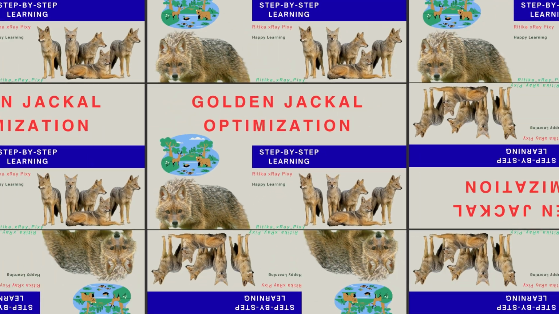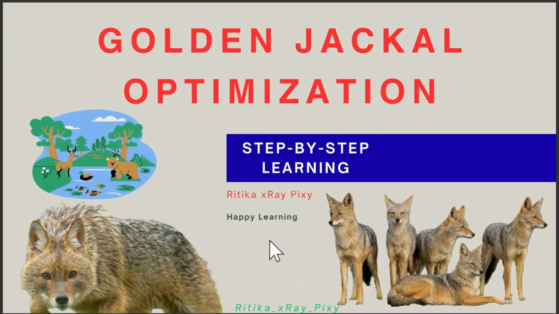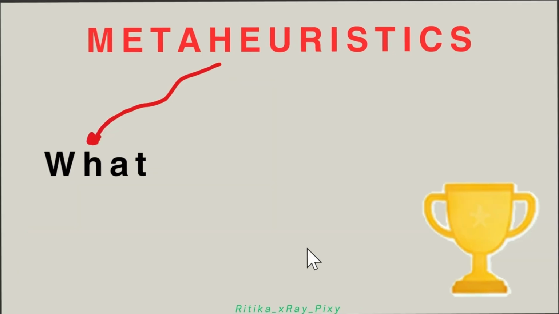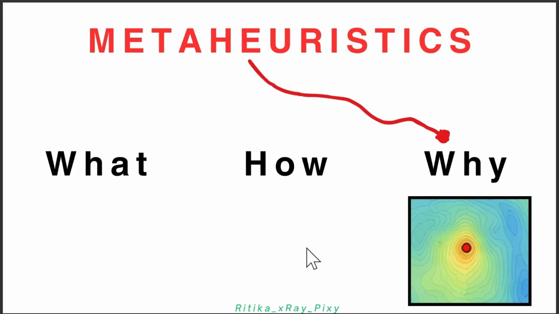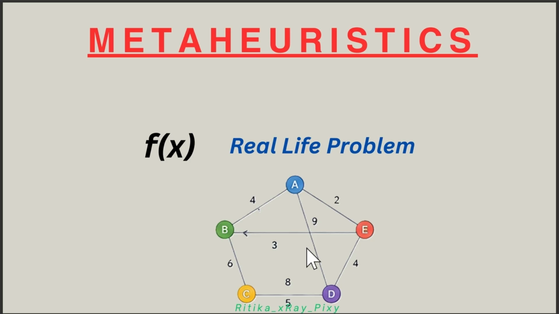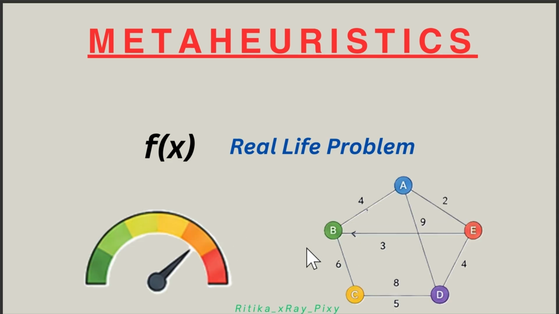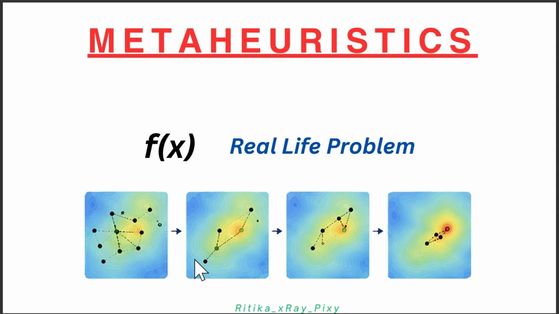Hello everyone, happy learning. In this video, we will try to understand a new optimization technique that is designed by mimicking behavior or processes found in nature to solve complex problems. First we will try to understand what these algorithms are, how they work, and why we are using them. Instead of solving a problem directly with strict formulas, these algorithms imitate natural behavior. Second, they adapt and evolve solutions over time and search for the best answer gradually.